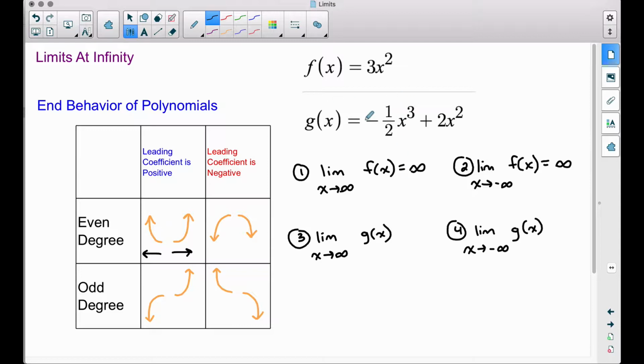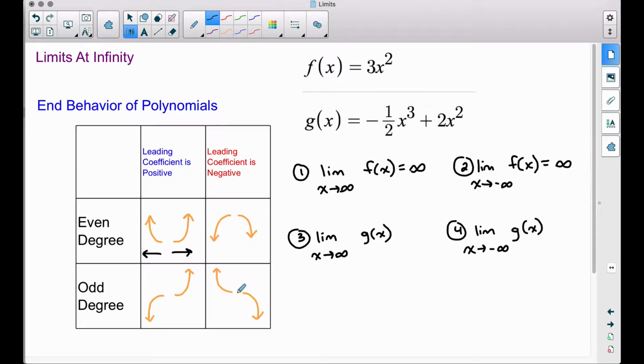But now let's look at this second one, the g of x. G of x has a degree of 3, so that is an odd degree. And notice its leading coefficient is a negative number. It's okay if it's a fraction here, we just don't want fractions in our exponents when we deal with polynomials. So we have an odd degree, negative leading coefficient, so we have this behavior here going on.